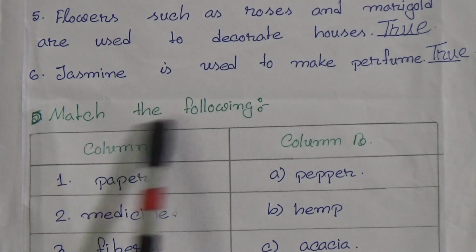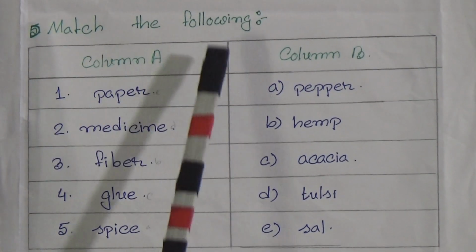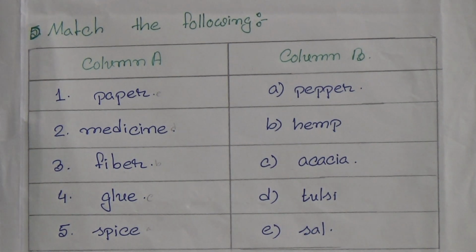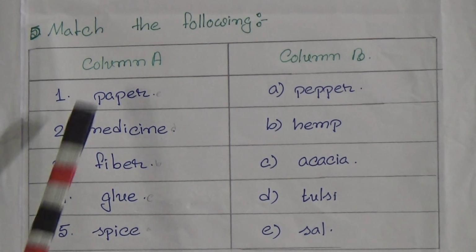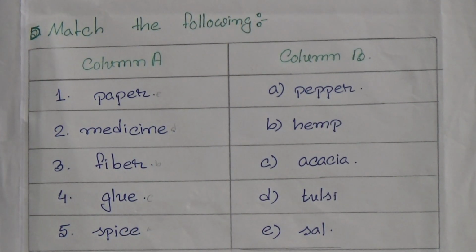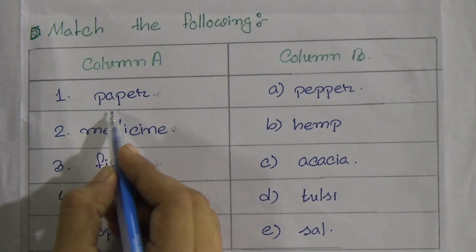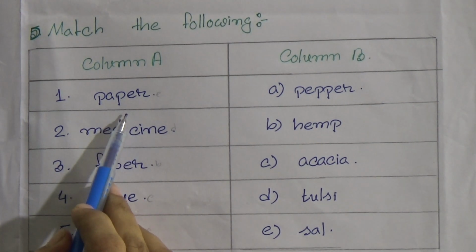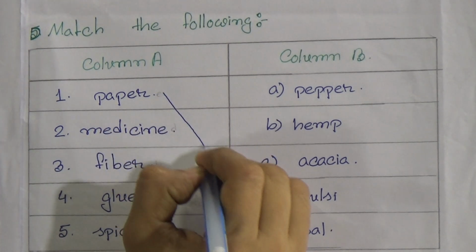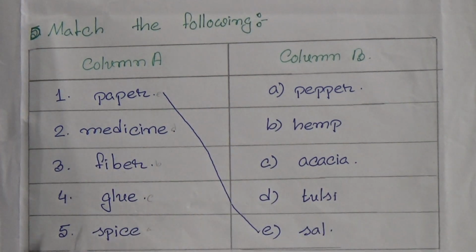Match the following. Here there is a table. This table is divided into two parts, column A and column B. You need to match the words from column A with column B. Now, we match these two words. Paper, we get paper from sal wood. So, we match this with sal.